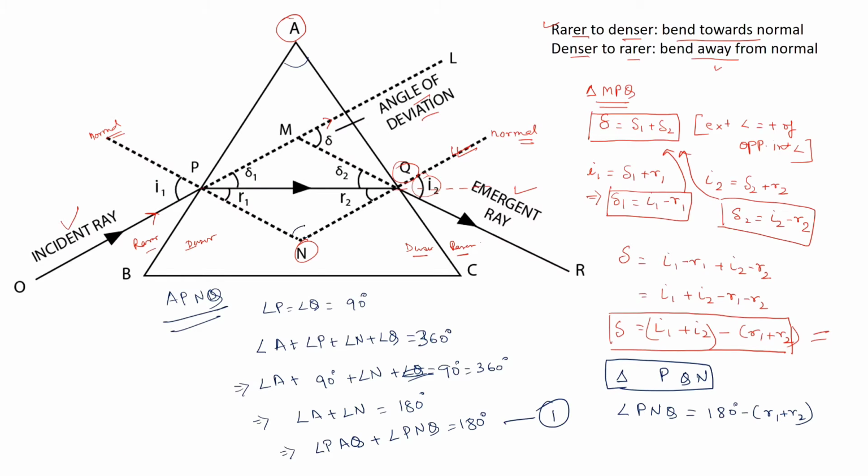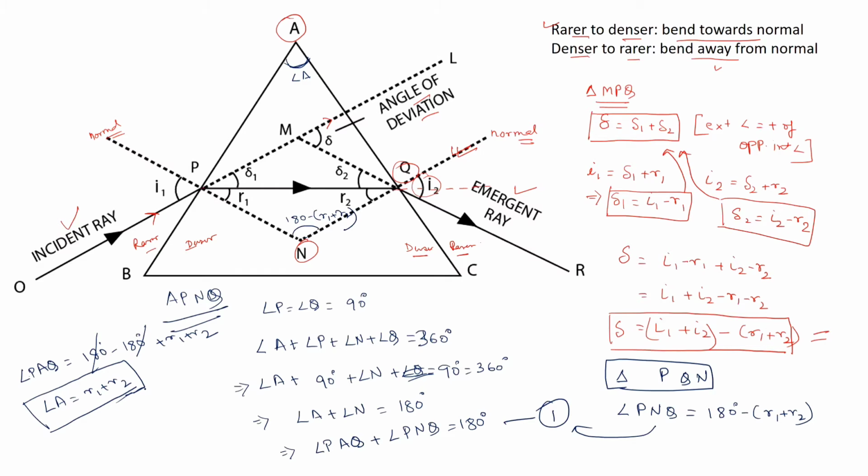So this one will be 180 minus (R1 plus R2). If I put this value in this equation 1, what we will get? We will get angle PAQ equals 180 minus 180 plus R1 plus R2. So angle PAQ, this is the angle of prism and it is denoted by angle A. So we can write angle A equals R1 plus R2. This is our one more derivation. Just keep this in mind. All these formulas you will need while doing the numericals.